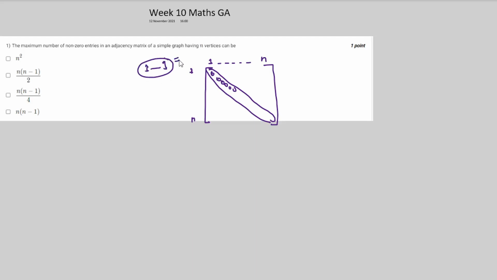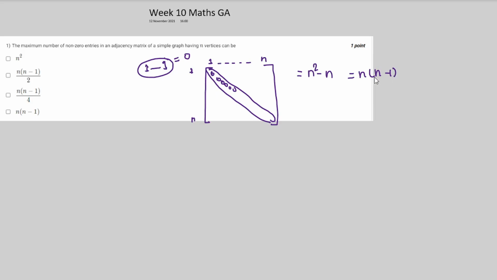Okay, so in graph theory 1 and 1 is not considered as an edge. Okay, so all the diagonal elements will be 0. So it implies the total number of entries will be n square, and we have to subtract all the zeros, which is n. So it will be equal to n into n minus 1.